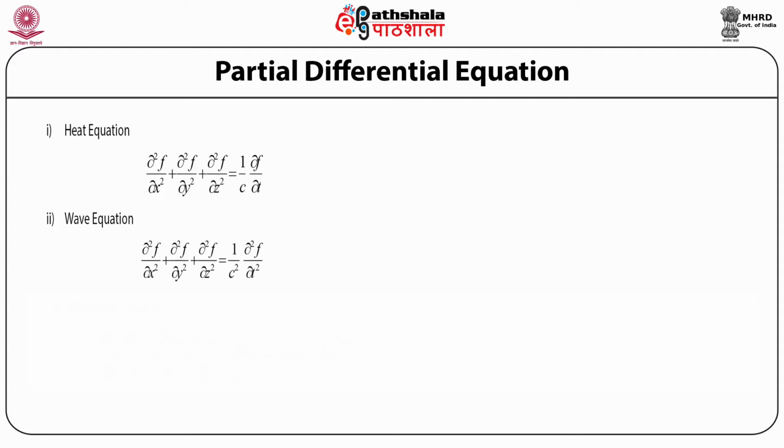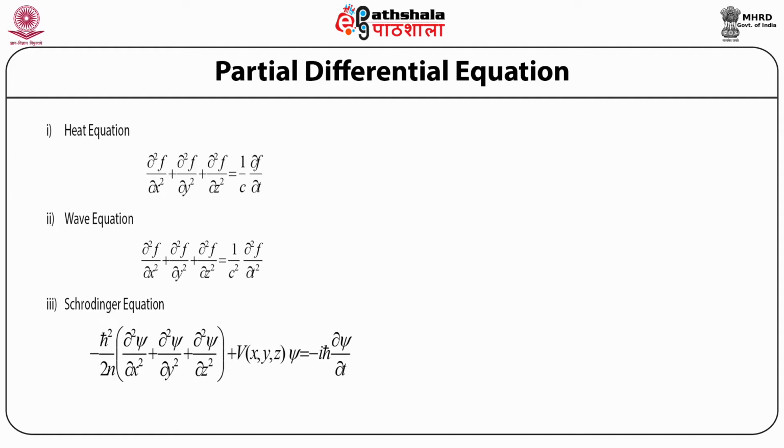Another very important and familiar partial differential equation is the Schrodinger equation, which occurs all the time in problems involving non-relativistic quantum mechanics. The Schrodinger equation looks like −(ħ²/2m)(∂²ψ/∂x² + ∂²ψ/∂y² + ∂²ψ/∂z²) + V(x,y,z)ψ = −iħ ∂ψ/∂t, where ψ is the famous Schrodinger wave function.